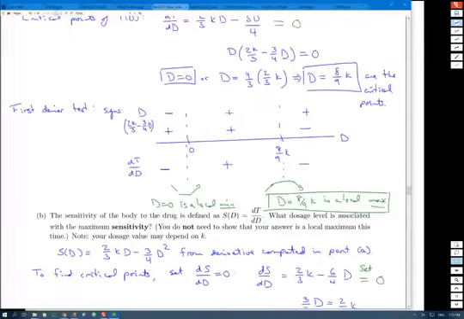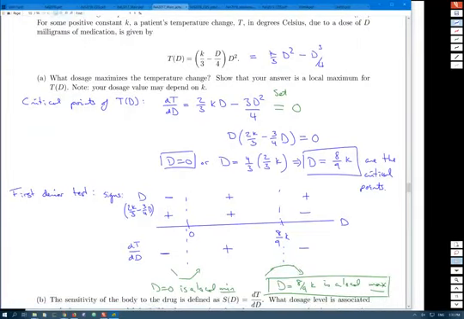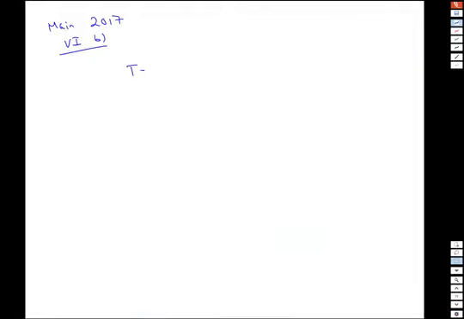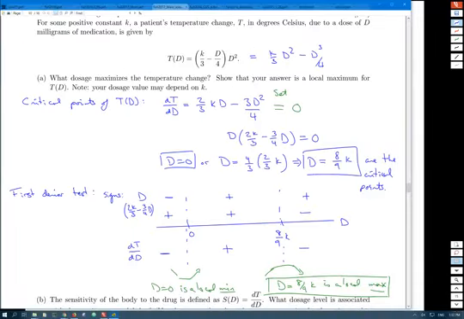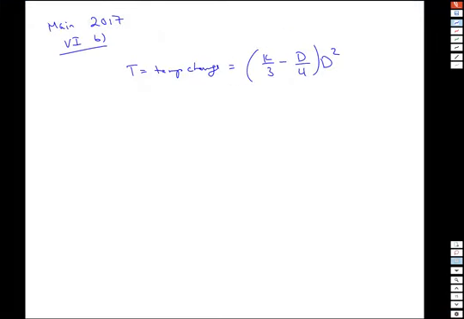So we were given one thing, which was temperature change. T is equal to temp change. And we have a formula for that, which is K over 3 minus dosage over 4 times dosage squared. Okay. In part B, we define sensitivity as S, which is the derivative of this with respect to dosage.